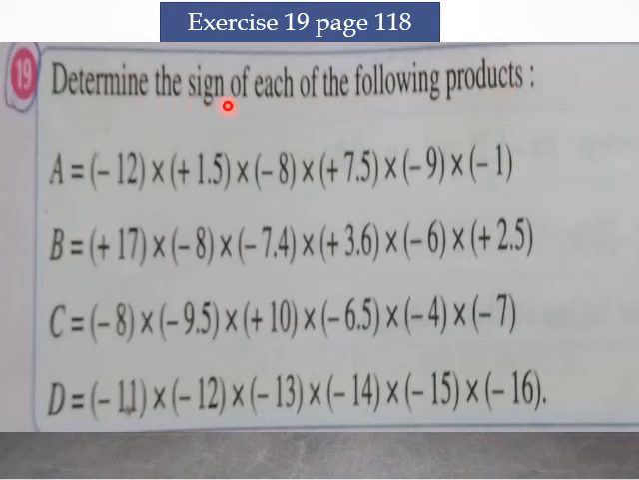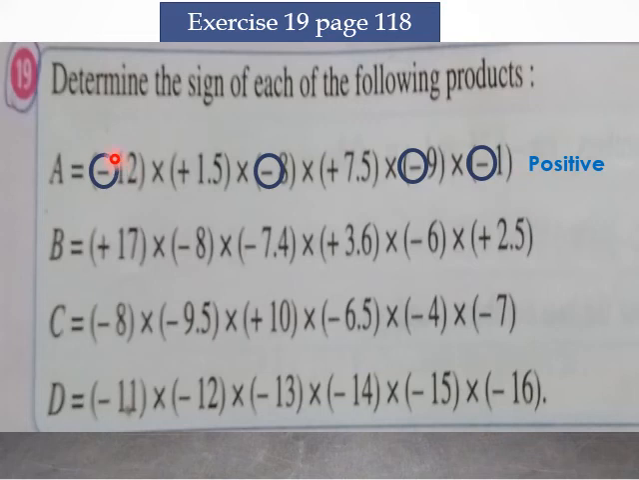Here, determine the sign. We don't have to calculate the final answer, only the sign. Let's start with A. Minus 12 times plus 1.5 times minus 8 times plus 7.5 times minus 9 times minus 1. Okay, let's check up. How many negative signs do we have here? 1, 2, 3, and 4. We have 4 negative numbers. 4 is an even number, so the result will definitely be positive.